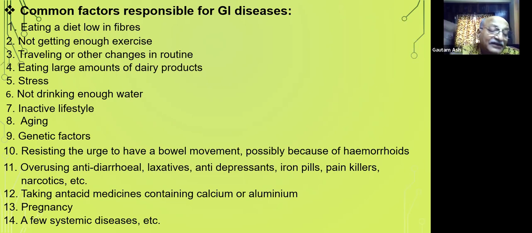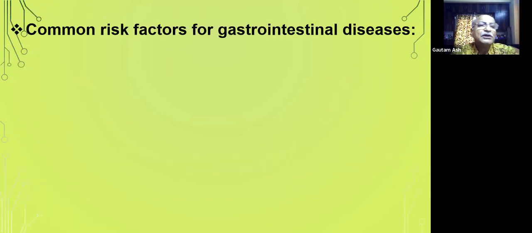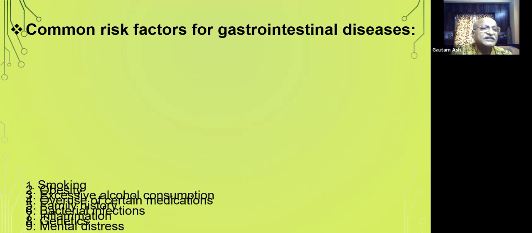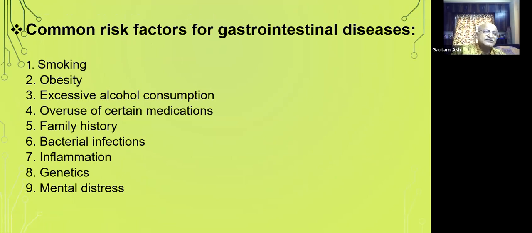Those who are alcoholics, who are taking too much tobacco, too much spicy food or iron pills, taking antacid regularly, those who are taking antidepressants. These antidepressant remedies usually give constipation. Taking antacid medicines containing calcium or aluminium also creates problems for the epithelium of the stomach. Pregnancy: during pregnancy, constipation occurs. A few systemic diseases we cannot ignore, like diabetes or some other diseases. Common risk factors for gastrointestinal diseases. What are the common risk factors? Smoking, obesity, excessive alcohol consumption, overuse of certain medicines, family history, that is heredity, bacterial infections, inflammation, genetics, and mental distress.